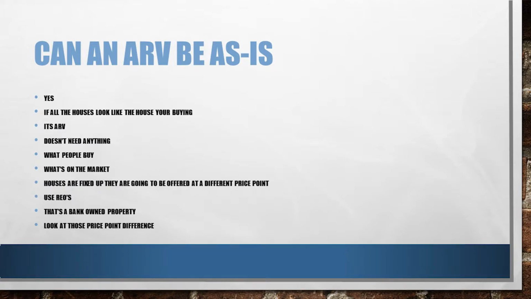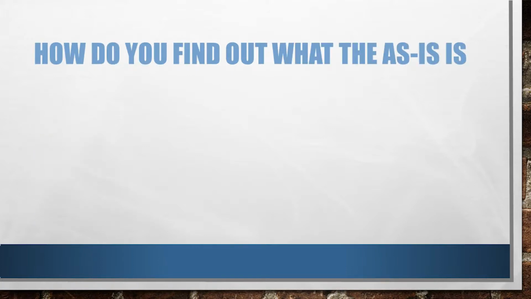But let's assume for a second you can come up with ARV. You've done all your research. All the properties on the market are saying, hey, this house, ARV is 100. Well, how do you find out what the as-is is? Well, it's pretty simple. If you think about it, I have an inbound phone call conversation with my seller.